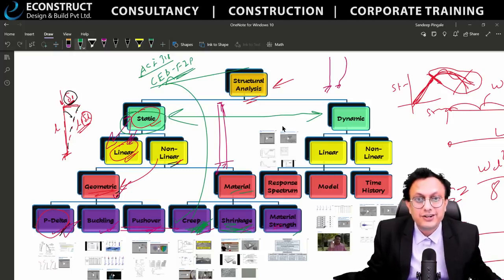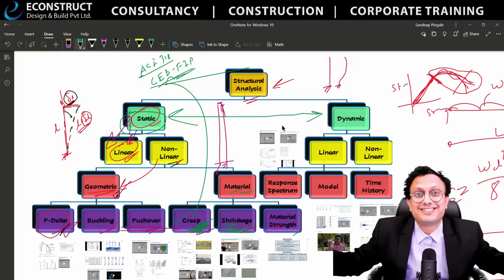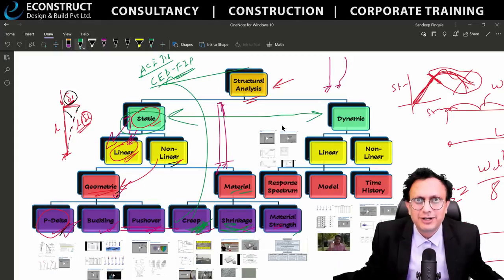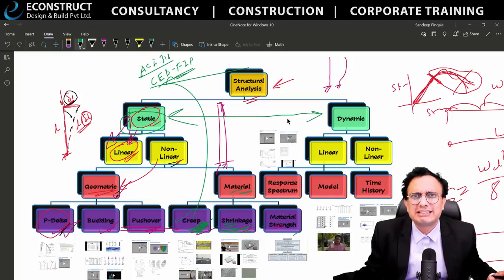This is the difference. Is it really needed? Of course it is needed. Earthquake, do you think that earthquake is coming? Oh my dear buildings, I'm waiting for you. Will it come like this? No, it's a big slap to the structure. Correct? Dynamic analysis, definitely needed. Linear dynamic, yes.